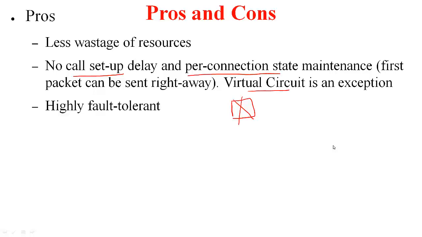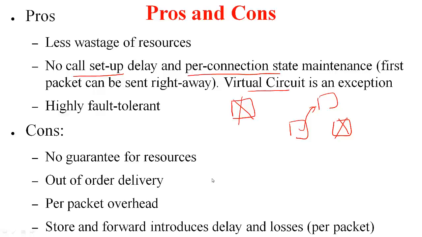Whereas in packet switching, if a switch were to crash, the previous switch can potentially reroute the packets through another switch. So packet switching is highly fault tolerant because there is no state maintenance as part of packet switching. So these are the pros. Can you think of any cons of packet switching, the disadvantages?